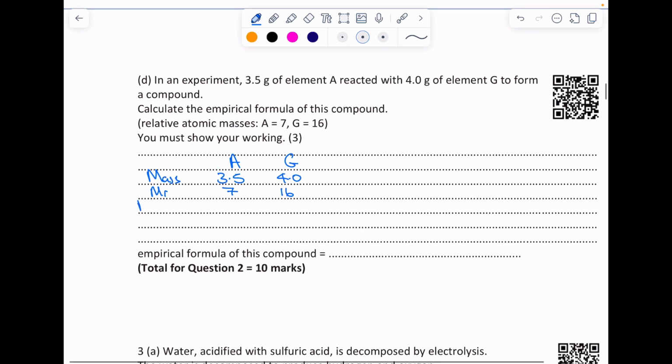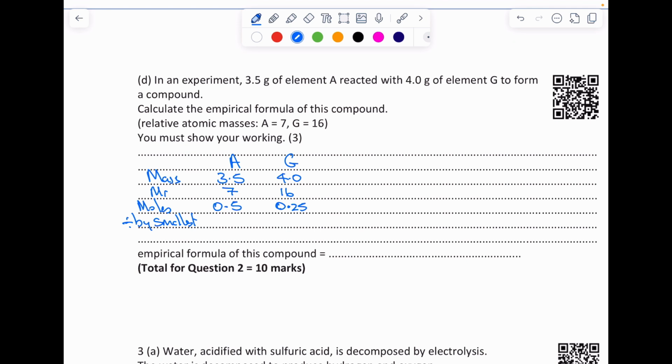And what we can then work out is the number of moles. Now to do that, you do this number divided by this number. That's why we write it down this way. So if we do 3.5 divided by 7, it's 0.5, and 4 divided by 16 is 0.25. Then we divide by the smallest number.